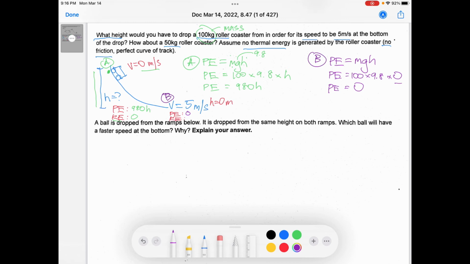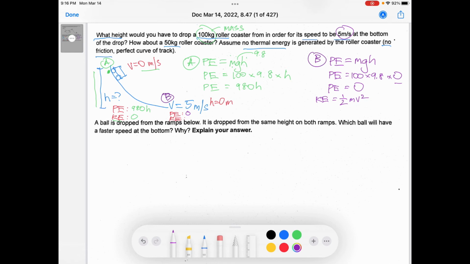And the kinetic energy of the cart at point B: the speed of the cart has to be 5 meters per second. So the kinetic energy of the cart at point B is given by the equation 1/2 mv squared.